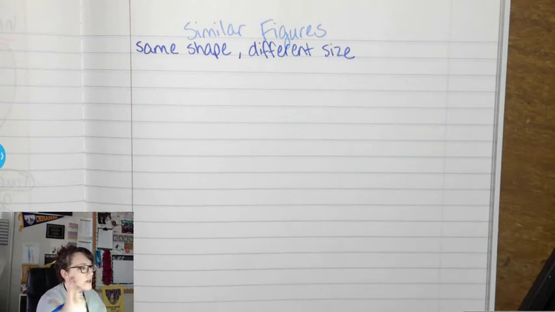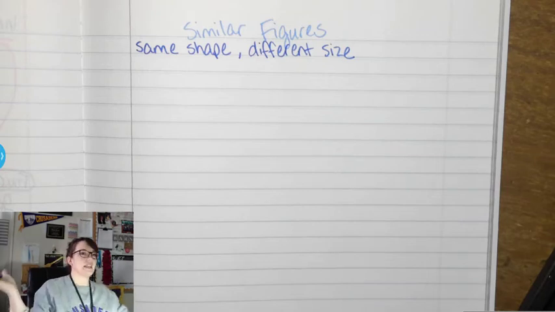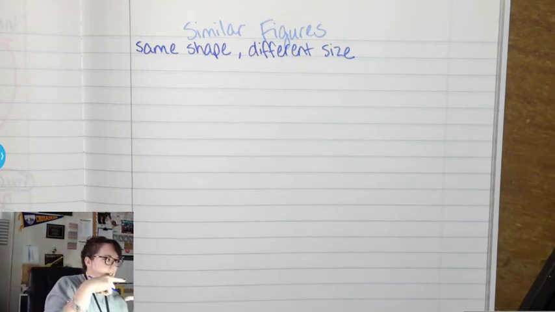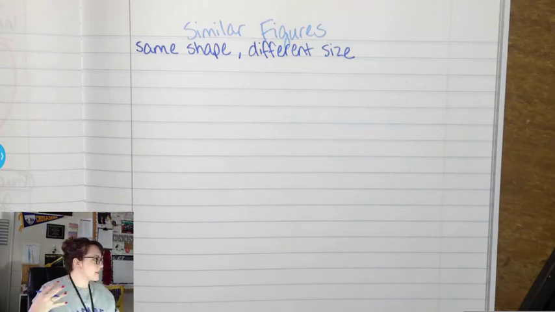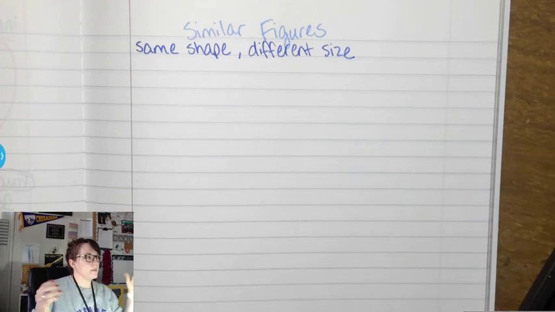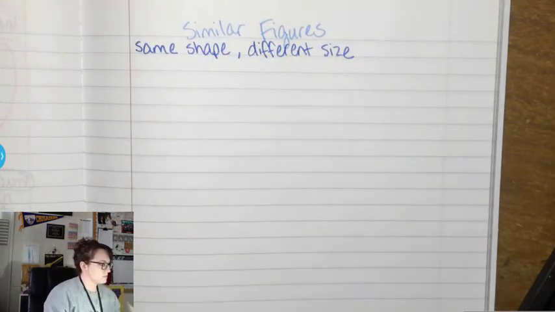So if you take a picture on your cell phone, what you're seeing has been shrunk down to fit on your screen. It's still the same stuff. Like if you're taller than your neighbor, you're still taller than your neighbor, but now you've shrunk down and you're on a tiny screen. That's a similar figure.